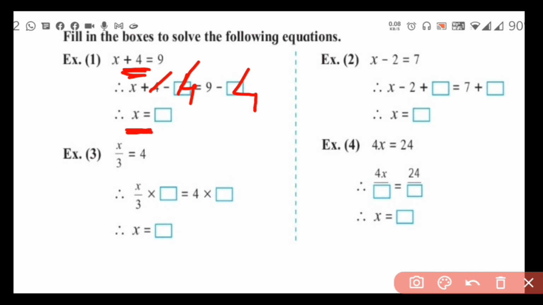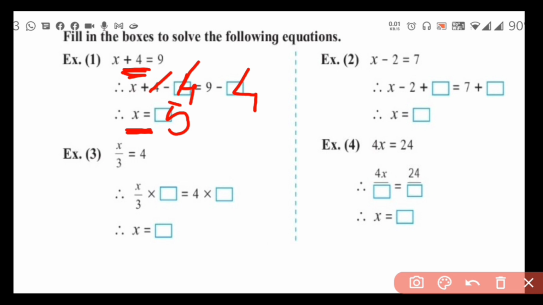And on the right hand side we can see a simple subtraction operation, 9 minus 4, and 9 minus 4 is 5. So in this way, by subtracting the same number from both the sides, we are getting the value of x. X is equal to 5, and in this way we can solve the equation. We get the solution of the equation when we subtract the same number from both the sides.